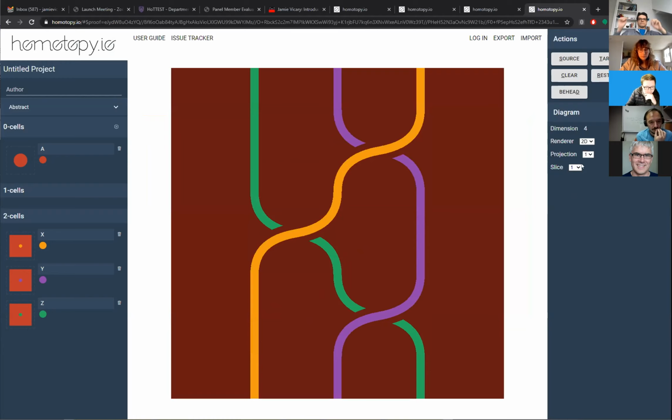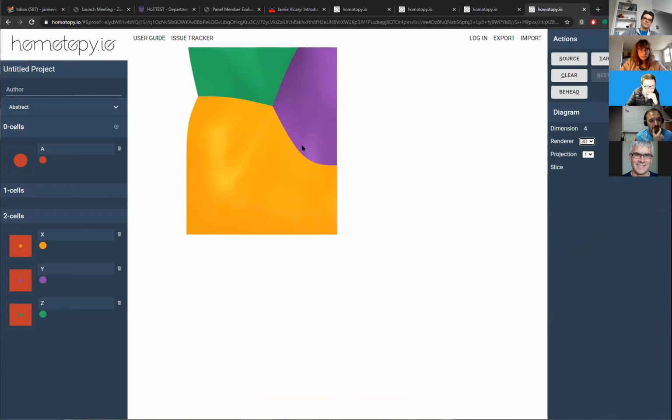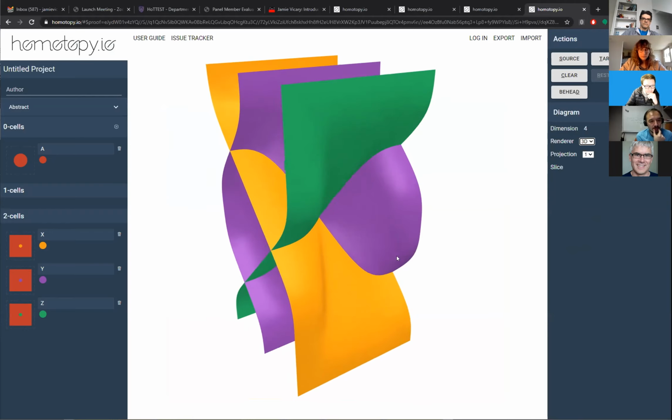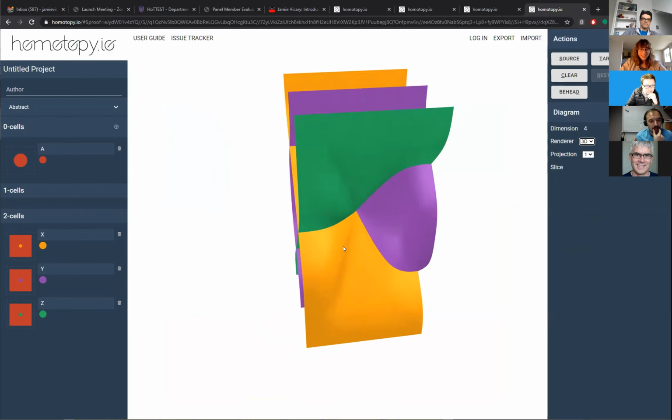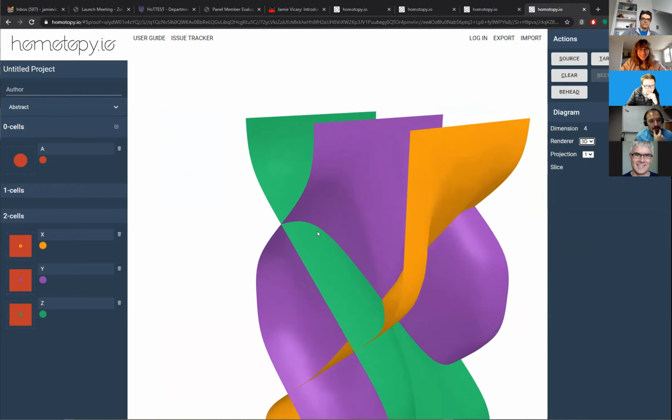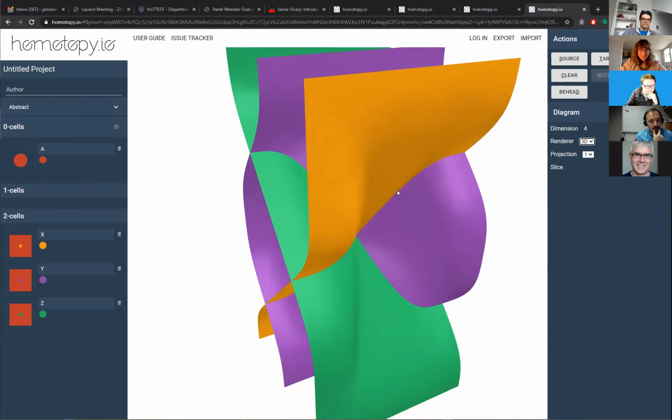So that's nice, but something else we can do with this system is we can render not only in 2 dimensions, but in 3 dimensions. So we can now render our proof of the third Reidemeister move as a single 3-dimensional image. And it looks like this. So let's try to understand what the system is rendering for us here.